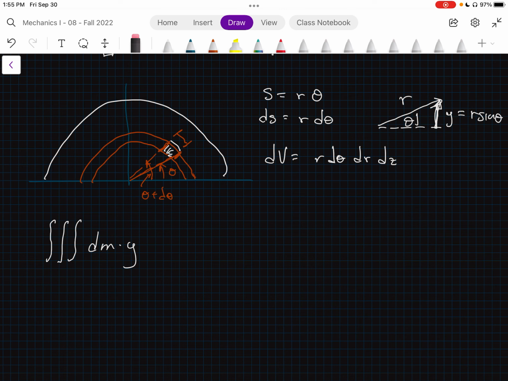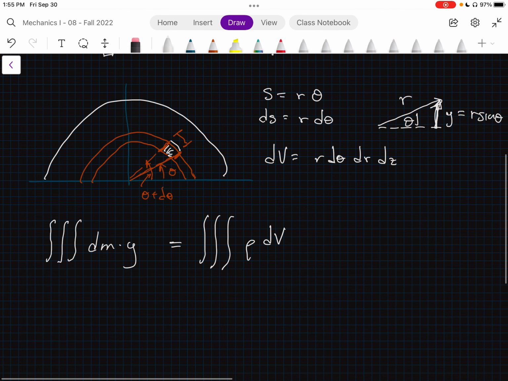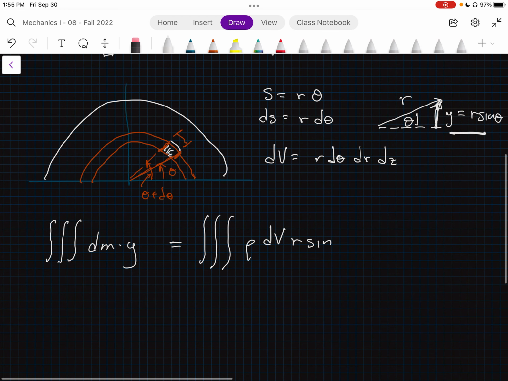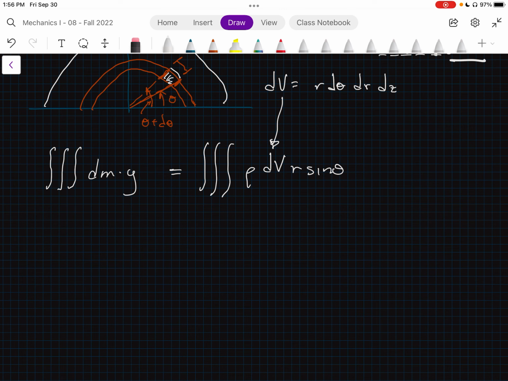Okay, so let's rewrite that now. So we have our triple integral. My mass element is rho times volume element. And now my y position, I know up here, is r sine theta. Okay, and now we're going to plug in what we just came up with for the volume element in cylindrical coordinates. So we have our triple integral, so we're going to do d theta dr and dz. Density, which is just constant in this example. And then my volume element is r d theta dr dz. And then I have still my y coordinate, which is r sine theta.